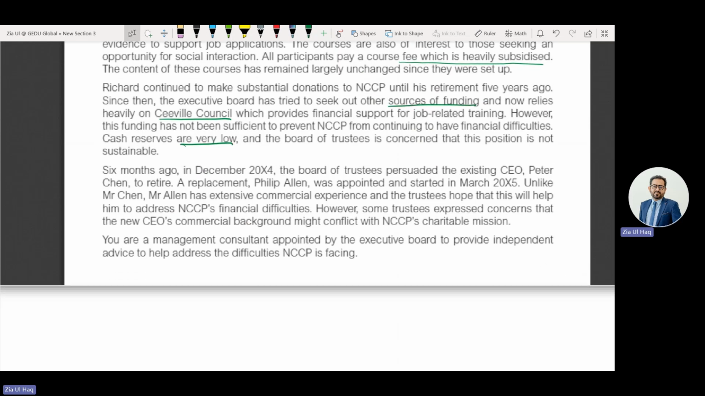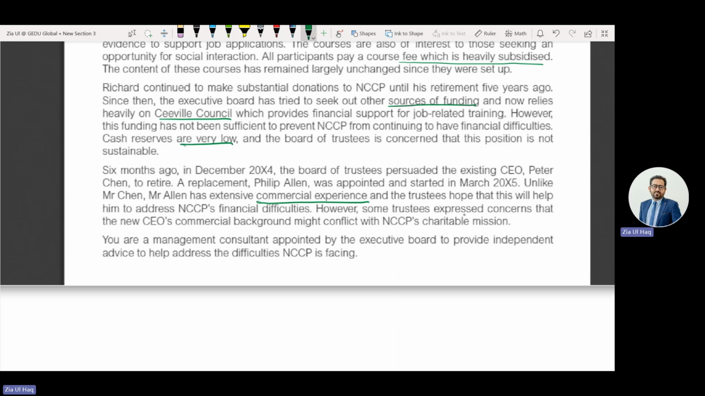6 months ago, in December 2024, the board of trustees persuaded the existing CEO Peter Chen to retire. A replacement, Philip Allen, was appointed and started in March 20x5. Unlike Mr. Chen, Mr. Allen has extensive commercial experience. He is coming from commercial experience in a profit-making organization. And the trustees hope that this will help him to address NCCP's financial difficulties, how to control cost. Because in a profit-making organization, the main focus is on controlling cost.